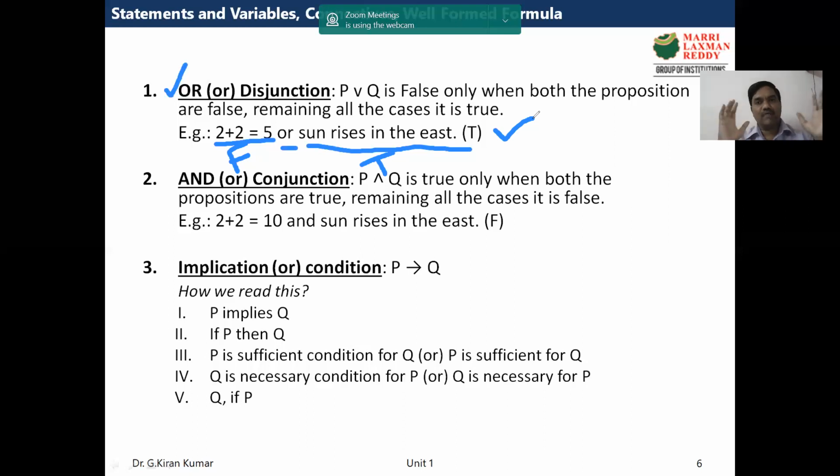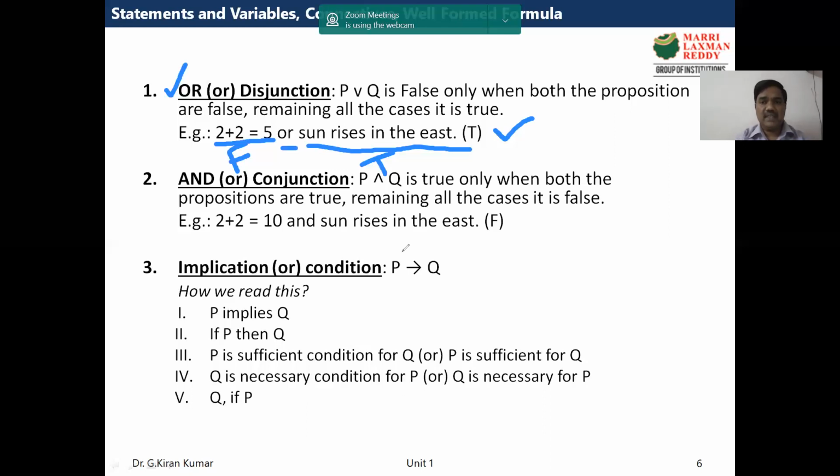Suppose both are false. For example, let us take another example: 2 plus 2 equal to 5 or sun rises in the west. Let us say this is my statement. Then 2 plus 2 equal to 5 is false, and sun rises in the west is also false. In that case, this complete statement is false. So this is how we find the overall truth value of a statement whenever connectives are involved.